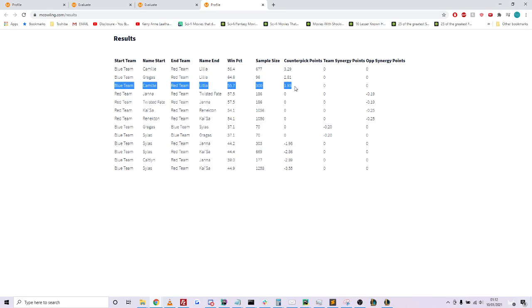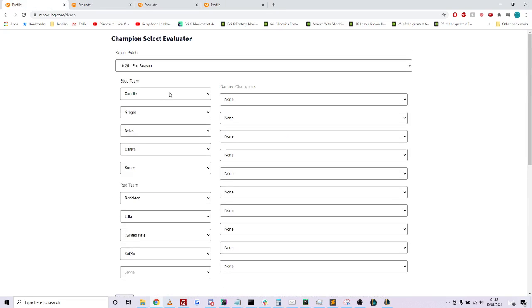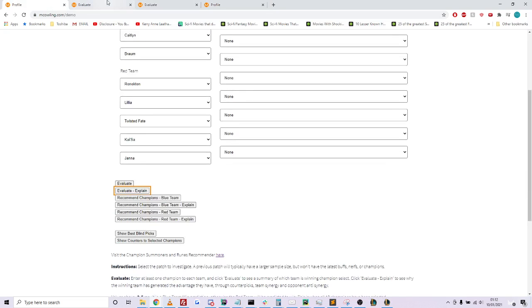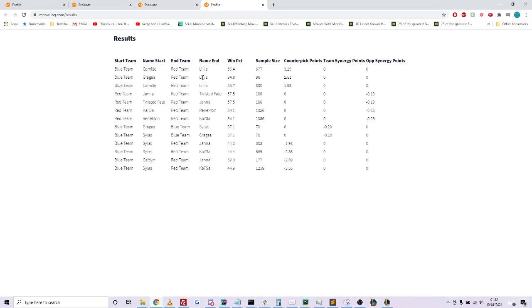Why is that appeared twice? I think this is because on patch 10.25 there was a hotfix patch, so I think that's why it's appearing twice. 99% sure that's why. And then the reason others aren't duplicated is because the statistical significance probably isn't there yet. So yeah, that's why.